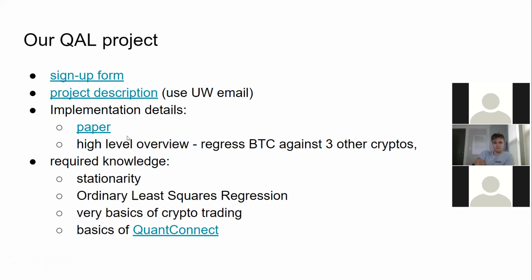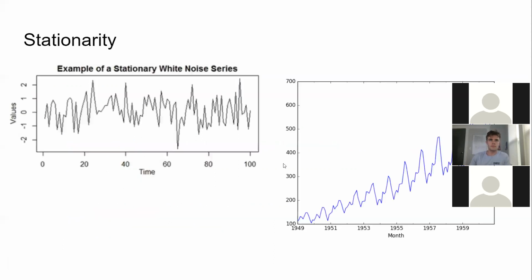And so what is the required knowledge you need for this project? The first things are stationarity, ordinary least squares regression, and the basics of crypto trading. It's not like anything special. You don't need to know how crypto works, how hashing and all the fancy crypto stuff works, or wallets. You don't really need to know all that. But you do need to know how crypto is traded. I also want you to know some basics of QuantConnect.